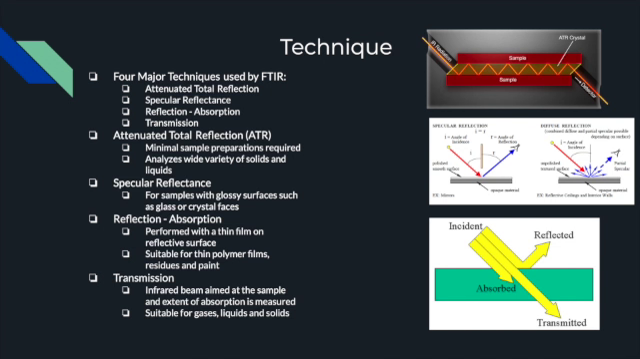The other technique is reflection absorption. It is suitable for thin polymer films, residues, and paint, and it is performed on a thin film on a reflective surface. Transmission, on the other hand, is when an infrared beam is aimed at the sample and is used to measure the extent of absorption. It's suitable for most gases, liquids, and solids.